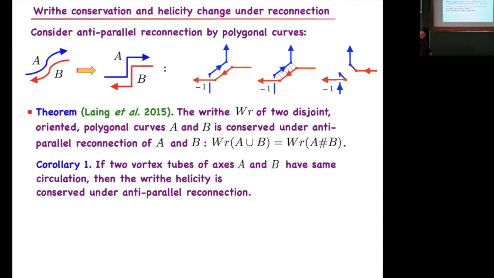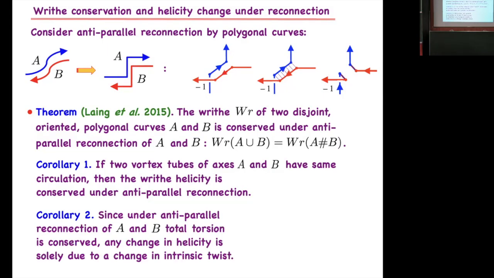But it went well. And corollary two, since under anti-parallel reconnection of A and B, total torsion is also conserved, any change in helicity is only due to a change in intrinsic twist. And this is, for physical reasons, very important, because that means that a lot of energy transfer is due to the exchange of twist rather than anything else. And so because we care about the energy transfer in mechanisms, we have to understand how to measure or evaluate intrinsic twist. Very, very hard to do.